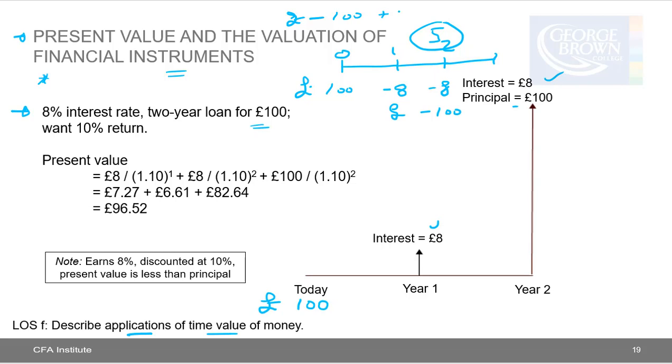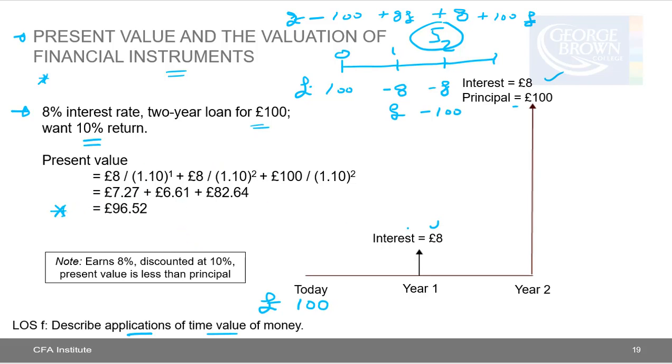They would earn £8 interest at the end of year 1. And at the end of year 2, they would receive the £8 interest plus the £100 of initial principal that was loaned. But what we're looking at here is, if this loan was to change hands and an investor wanted a 10% return, what would be the value of that loan? And all we're doing is calculating the present value of the future cash flows.